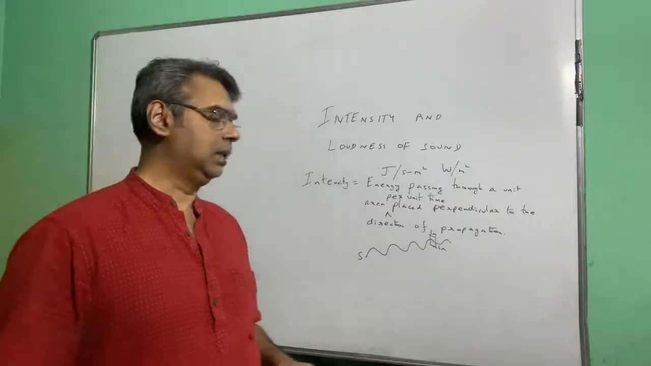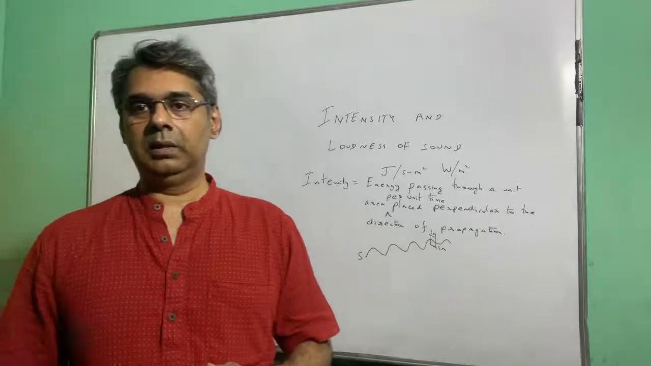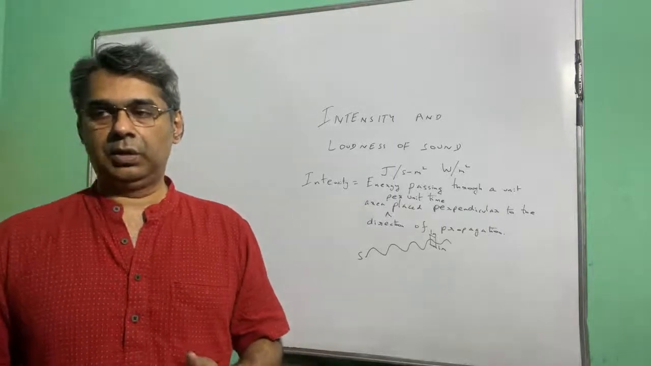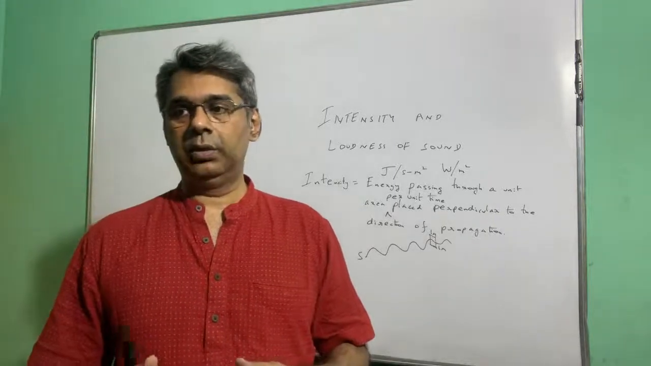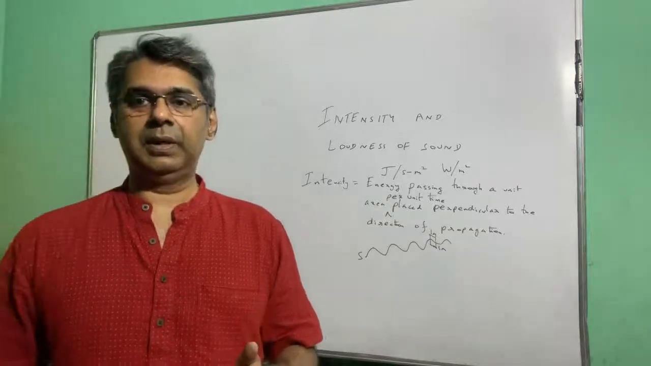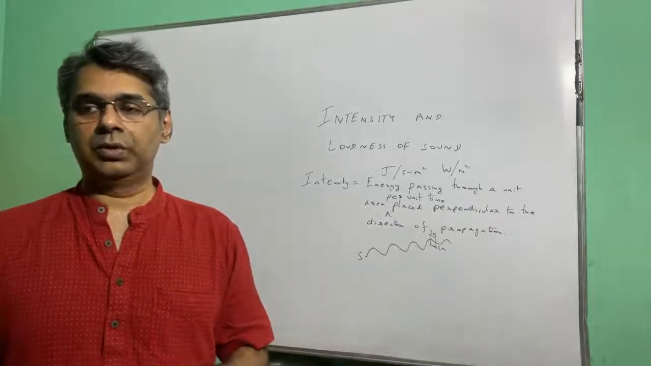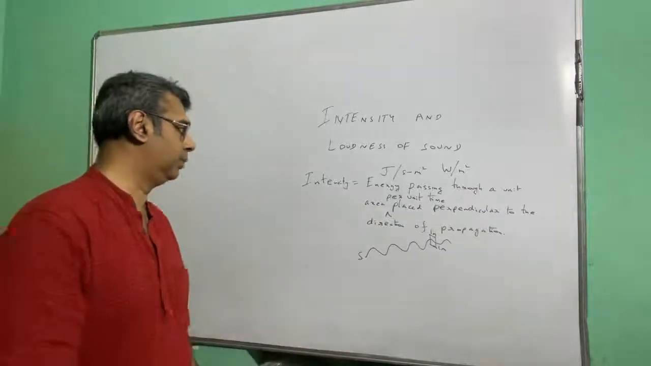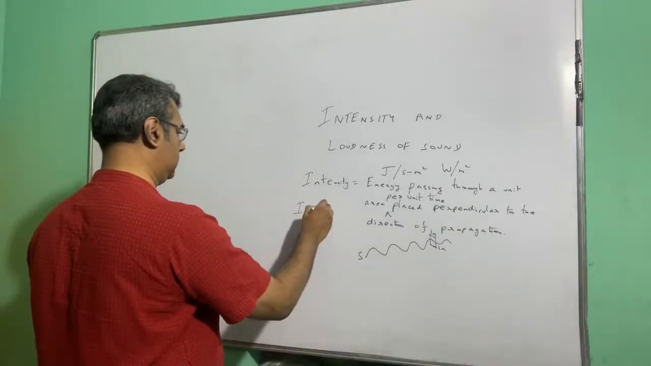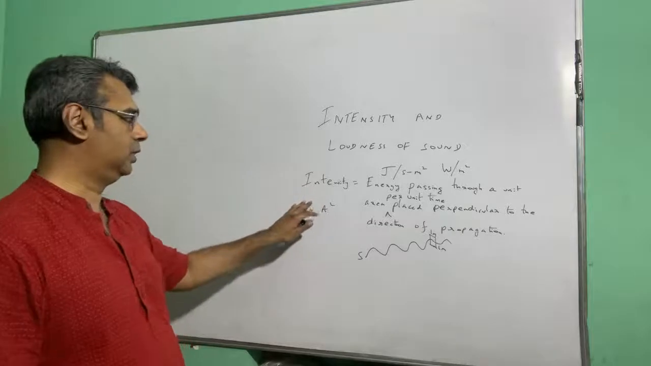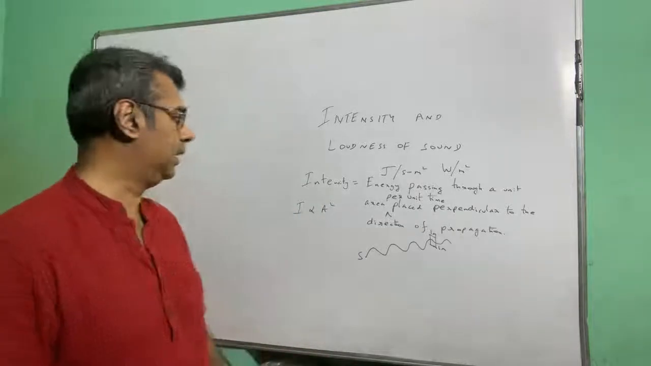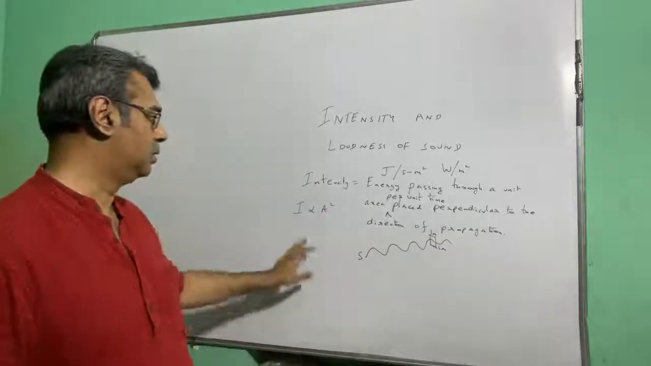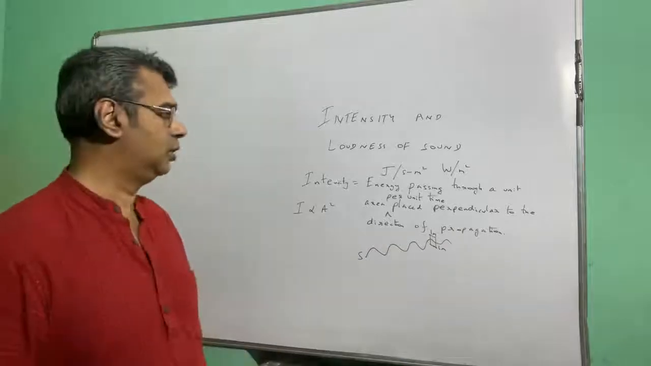Now there is a very important relation between the wave nature of sound and the intensity of sound, that is amplitude. You know that every wave has some characteristics: amplitude, frequency, wavelength, time period. The intensity was found to be proportional to the square of amplitude. The intensity of sound is denoted by a capital I, and it is proportional to the square of amplitude. Intensity is proportional to amplitude square. So this is the relation, right?